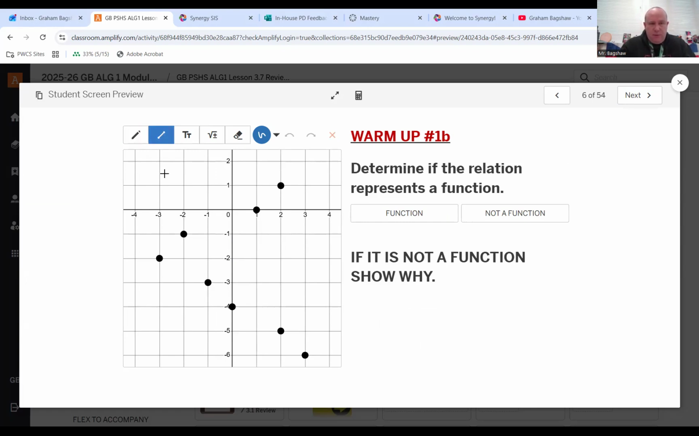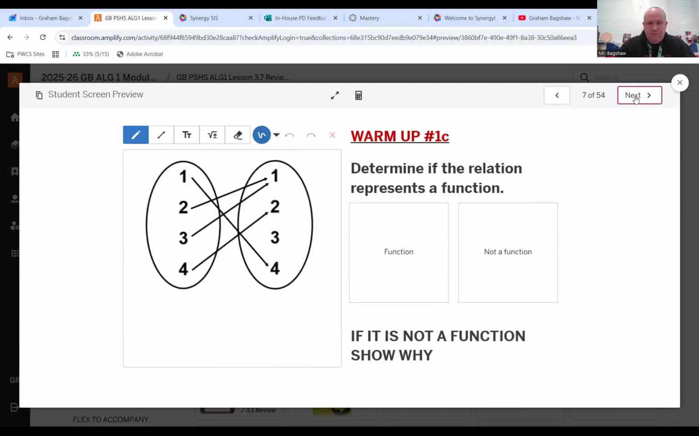So for this one, this is where we use our vertical line test. If we only have one dot on the line, then it's a function, but you have to check at every single point. Now, I can see already on this side of the picture here that I have 2 dots on one line. And for that reason, I know that it's not a function.